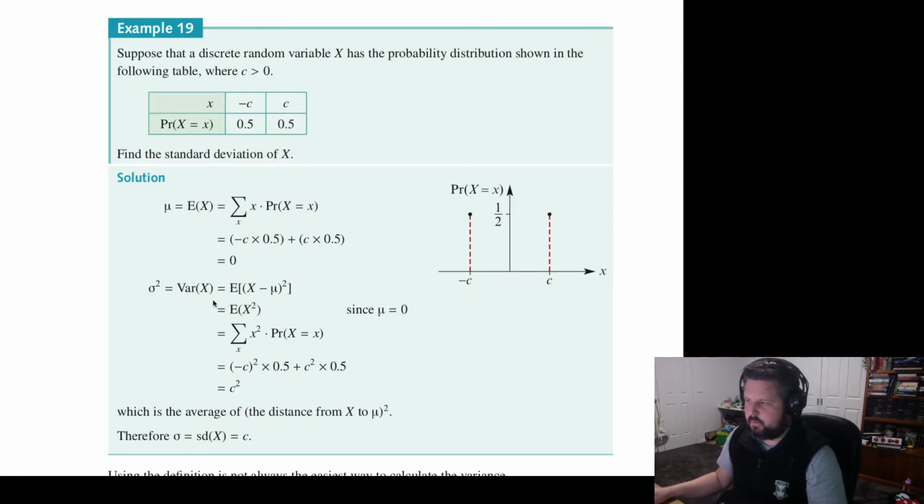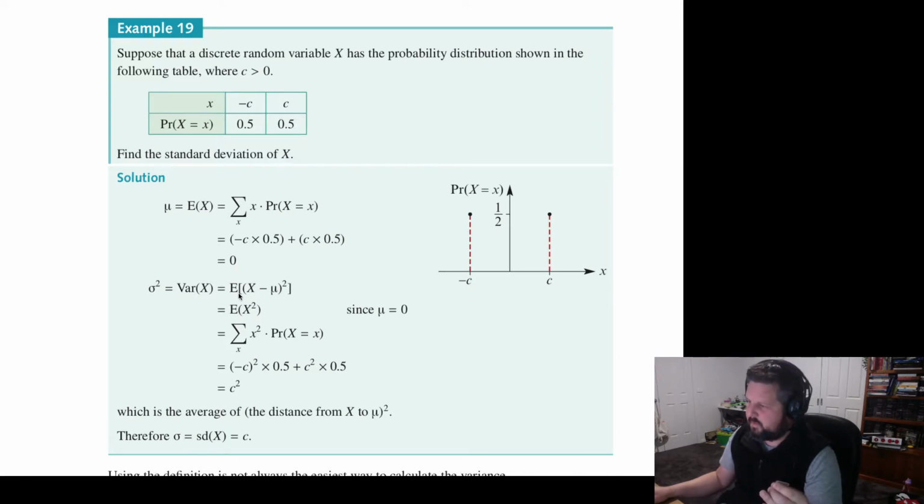Next, what we're going to do is we want to find the variance, which is sigma squared, or variance of x. Here is the rule for that. So again, it's the expected value of x take away the mean, squared. Now, we've found out that the mean was 0. So each of these is going to be just the x value squared, because if that's 0, that just ends up being x squared.